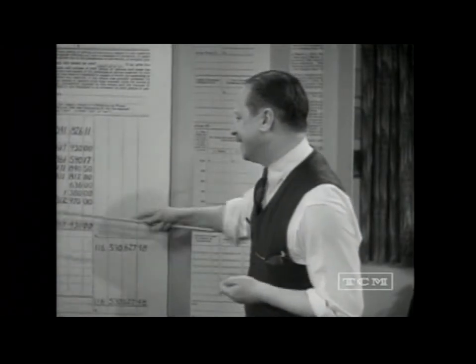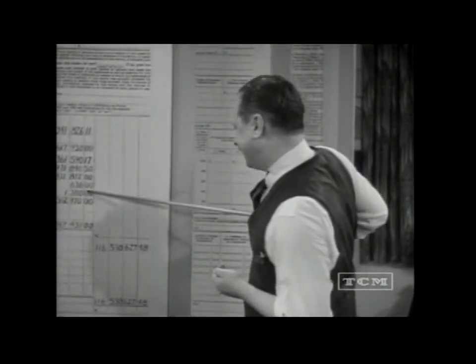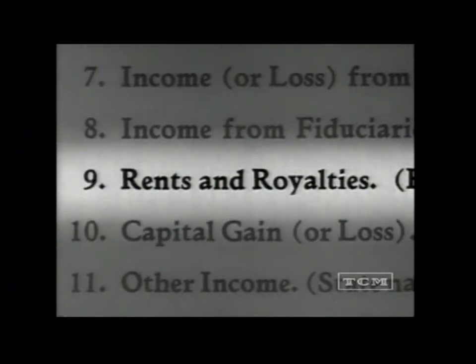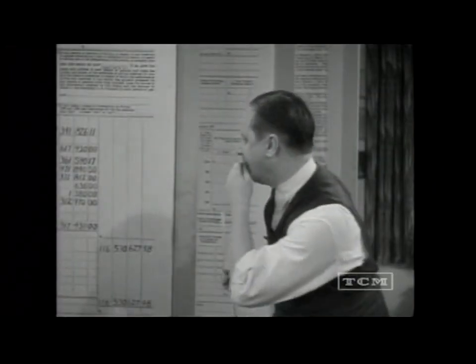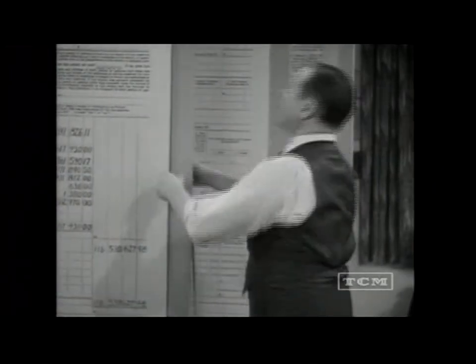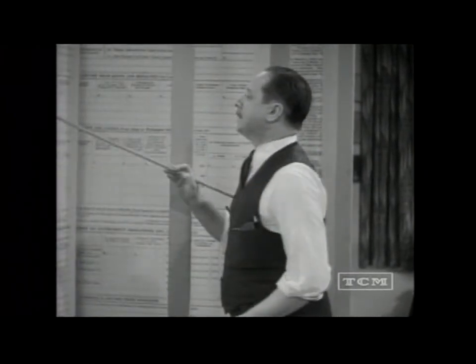You cross that out. Dividends. No, oh, yes, some dividends. Rents and royalties from Schedule B. Now, Schedule B. Schedule B. Here we are.